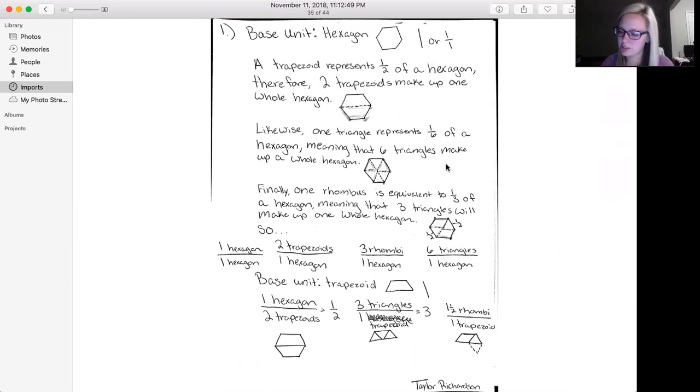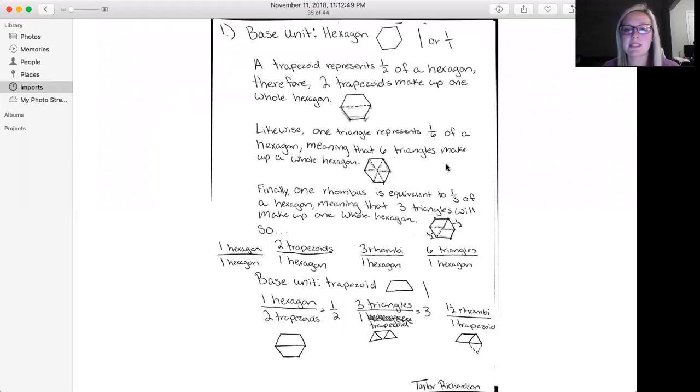And this question was about the 4 shapes that are given and how to figure out the different fractions that they can represent for each other. And so you can see here that I drew out the base unit, and what we need to figure out first is the base unit, and that's which shape we're going to be using to figure out how many of the other ones can fit into it.